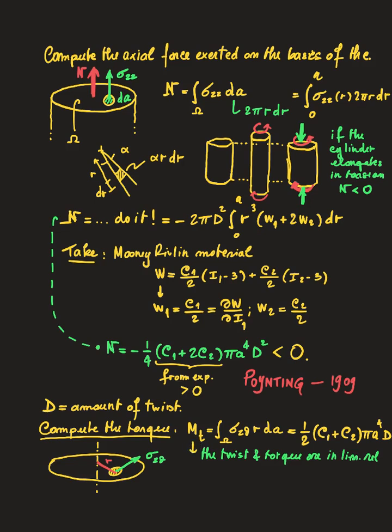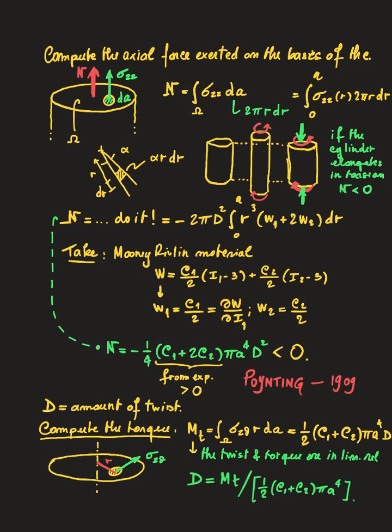So if you want, you can use this last expression. Imagine an application in which you want to know what is the twist d due to a certain torque. Well, you just have to take this expression and divide m by this other object here, which is equal to 1/2, let me just put it in brackets, 1/2 of C1 plus C2 pi a squared, okay? So if you want, this is the other way around, yeah?